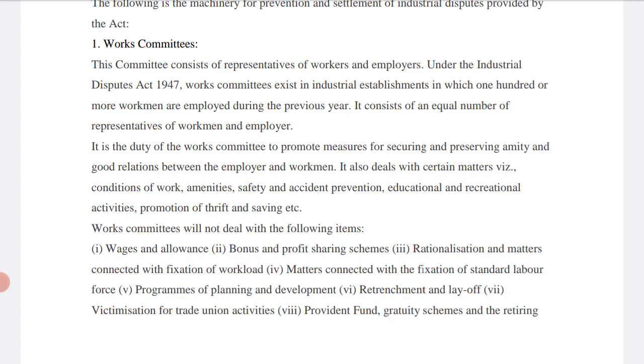If you are appointing 10 representatives, then 5 will be representatives of workers and 5 will be representatives of employers. It is the duty of the works committee to promote measures for securing and preserving amity and good relations between employer and workmen.